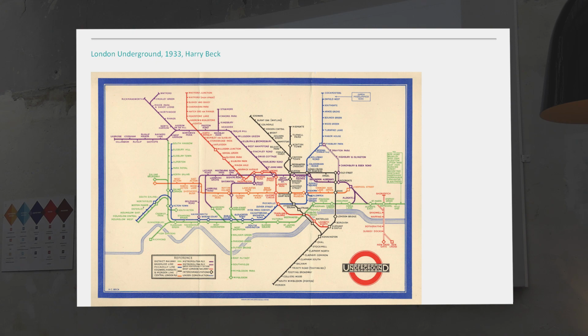Beck essentially restricted the lines to horizontal and diagonal grids. This reduces the visual noise that was created by many of these irregular lines and uneven spaces between the lines. I don't know how many of you have been to London, but the Thames River does not run at 45-degree angles, but it works very well in terms of how the diagram works.